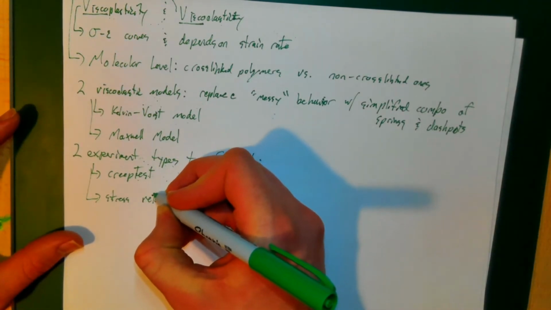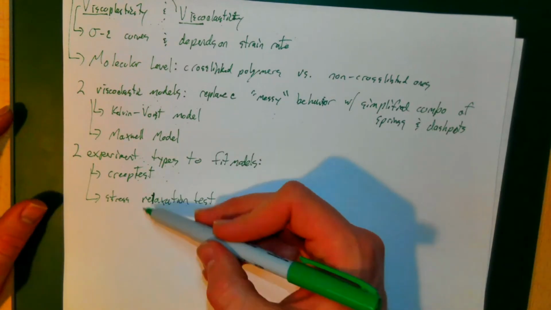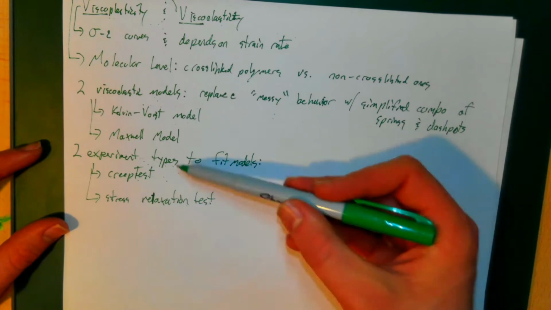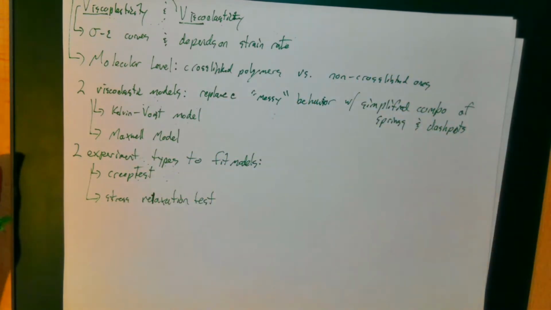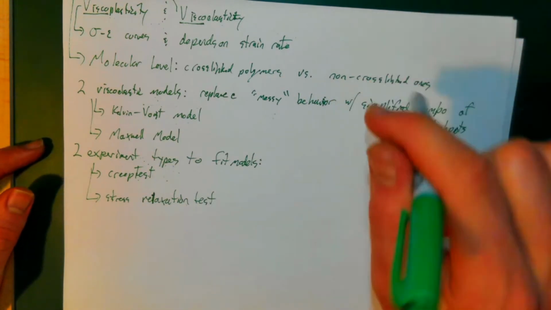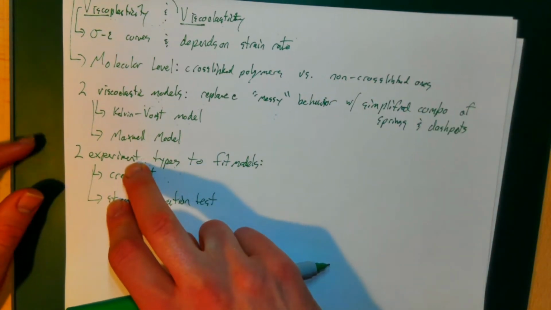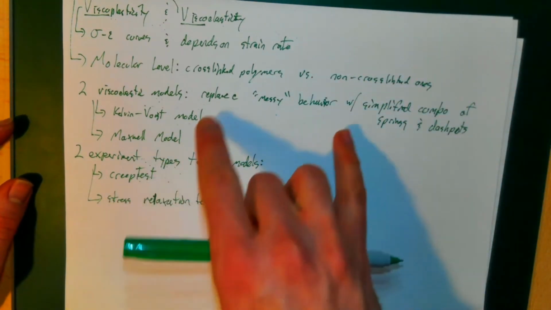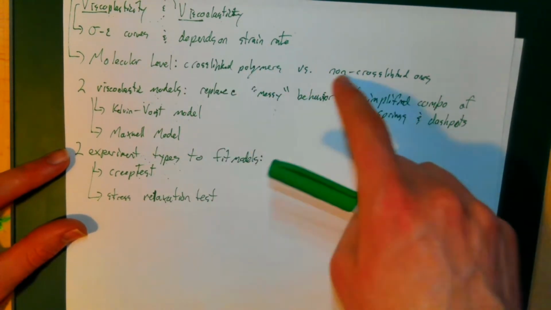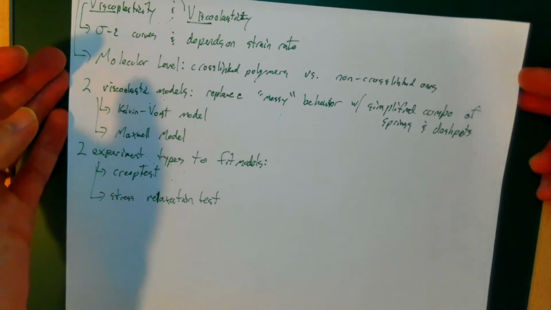quantitative thing here. So stress relaxation tests basically examine how stress in the material changes with time, and that can allow us to fit parameters to these models here. And with one or both of these tests, you can figure out, if I have some unknown polymer, might it be cross-linked, might it not, how might that change?